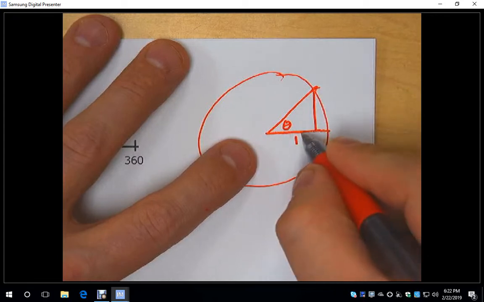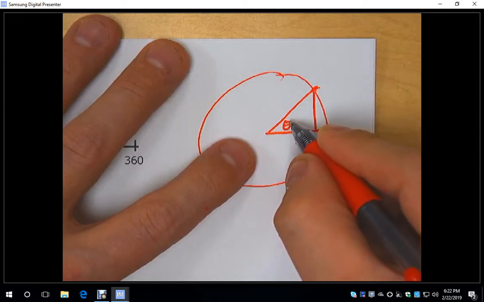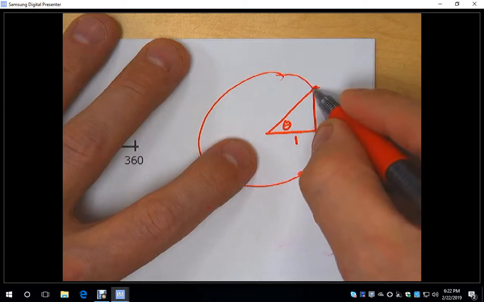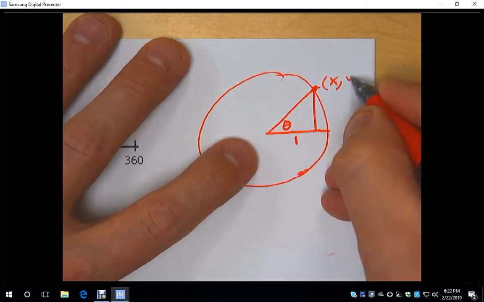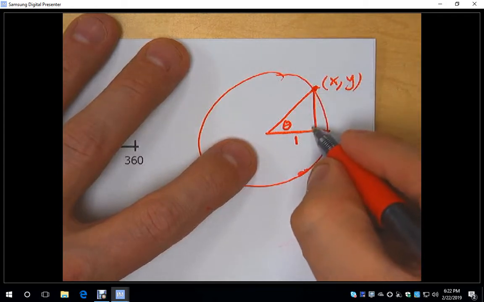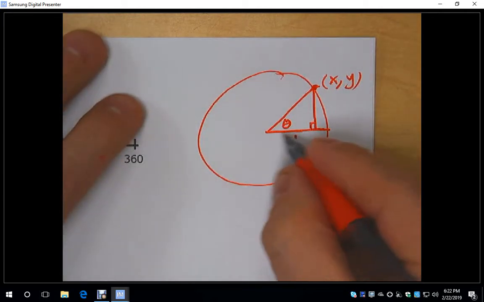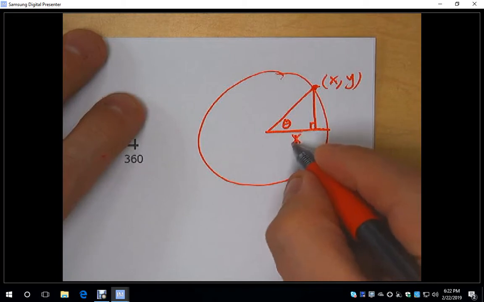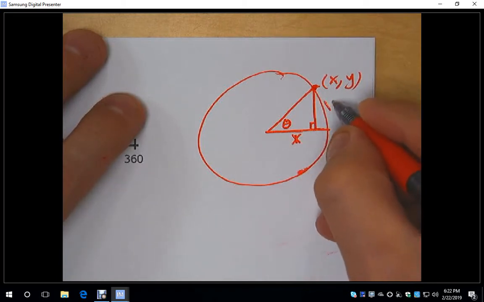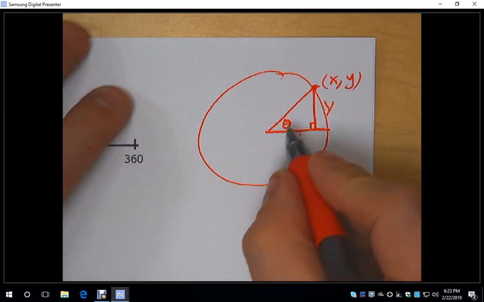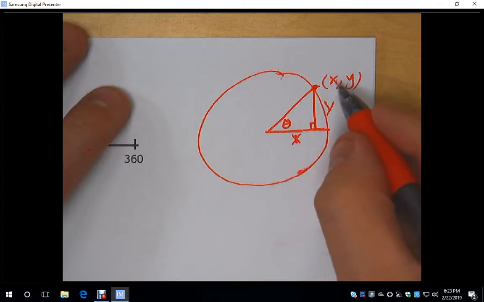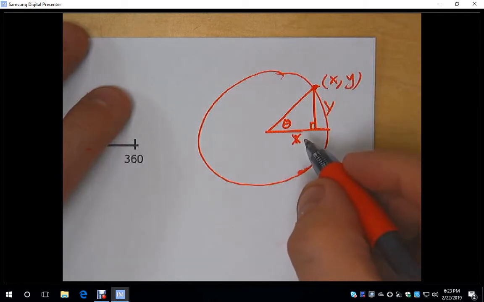So we have our initial side, we rotate theta degrees, and then we have some point here of x and y. Now for our right triangle, this leg here is our x value, and this leg here is our y value. Now let's look at these coordinates of x, y in terms of trigonometric ratios.